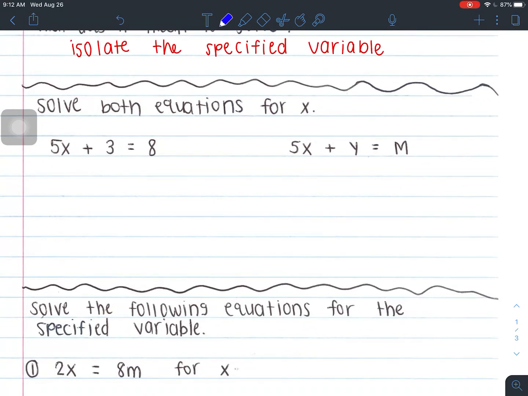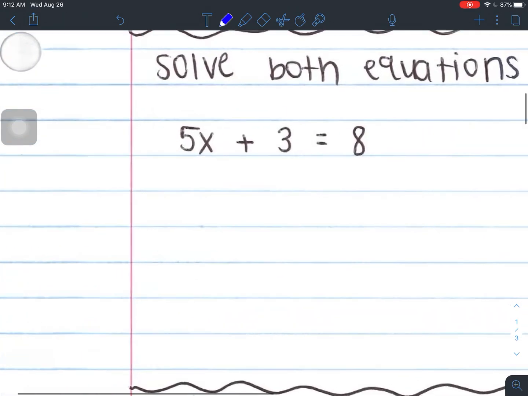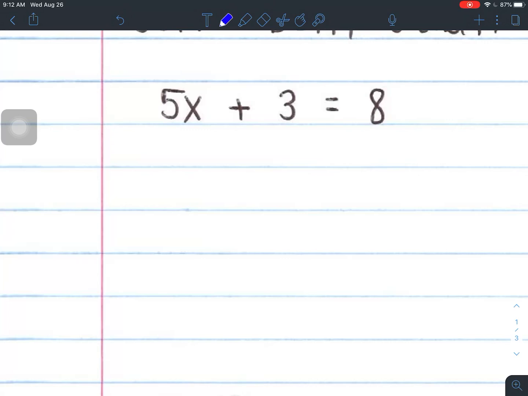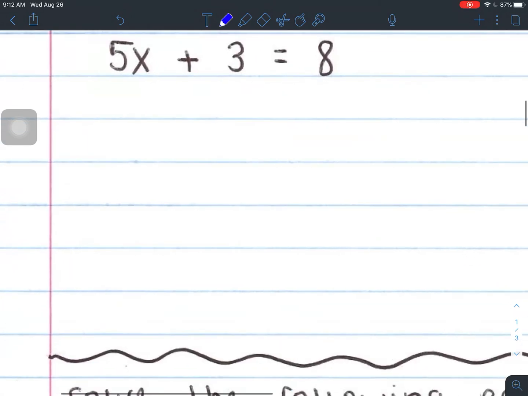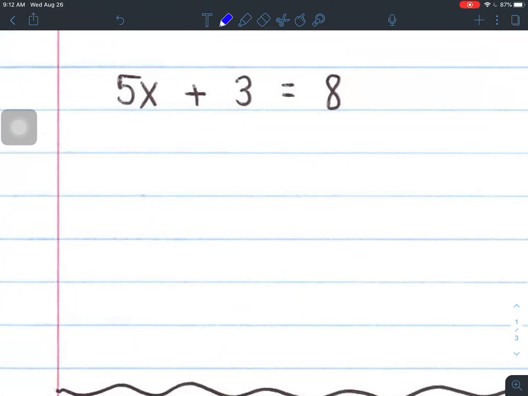All right, so now we're going to solve both equations for x, and I want you to notice the similarities that you see between both problems. So we're going to go ahead and start on the left. Something that we're more familiar with is isolating a single variable. So here, in order to isolate x in this equation, the first thing I would do is subtract 3 from both sides. Anything you would do to one side, you want to do to the other side. So I have 5x equals 8 minus 3, which is 5.